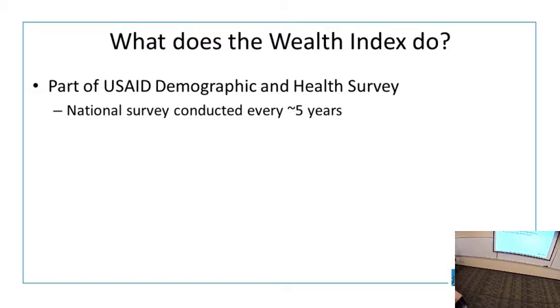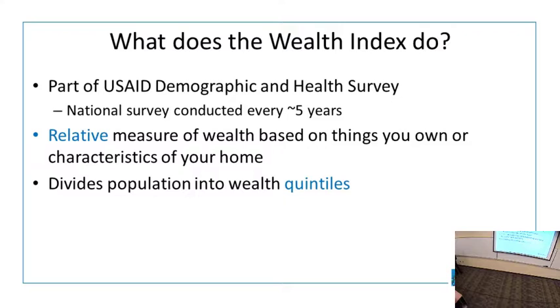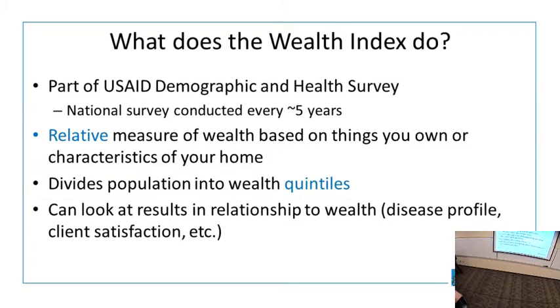So what does it do? It's part of the Demographic and Health Survey that's conducted about every 5 years. And it gives you a relative measure of wealth based on things you own, like a radio or a bicycle or an armoire, and characteristics of your home, like what the floor is made of or what the walls are made of. And it divides the population into quintiles so that you can look at results in relationship to these quintiles of wealth. So you can look at disease profile based on your relative wealth of being poor or wealthy in that country, or client satisfaction. Various different aspects you might be interested in.